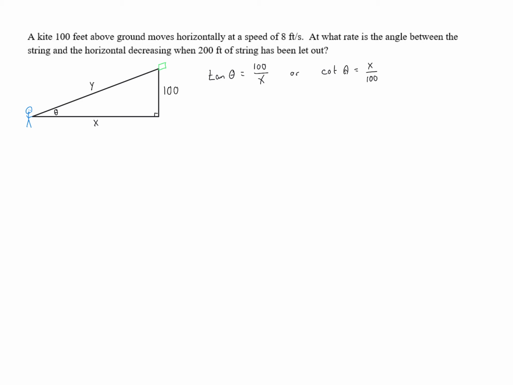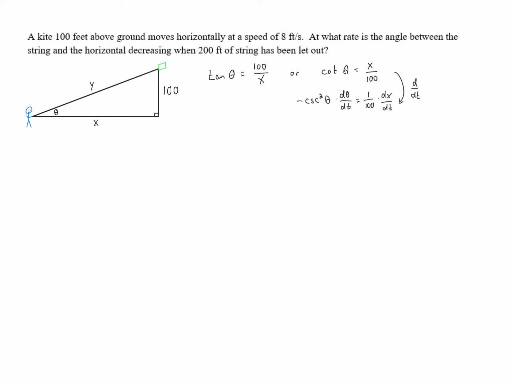So when we take cotangent of theta equals x over 100, and we differentiate that with respect to time, on the left-hand side, we have to differentiate cotangent, and the derivative of cotangent of theta is negative cosecant squared of theta. But then we have to multiply by d theta over dt, because we've got to use the chain rule. Theta is a function of t, of time. And on the right-hand side, we have to differentiate x over 100. That is going to be 1 over 100 times dx over dt.